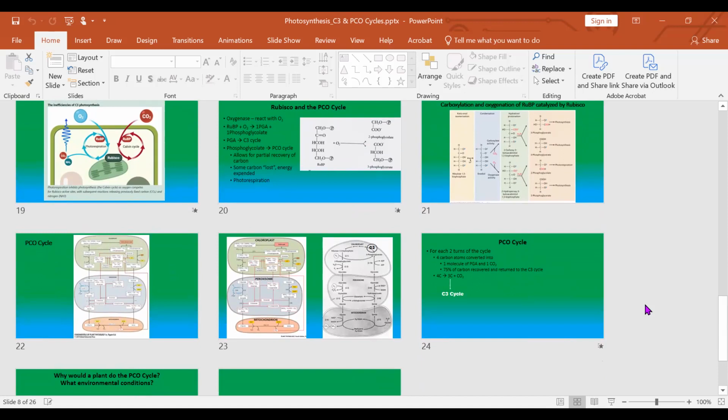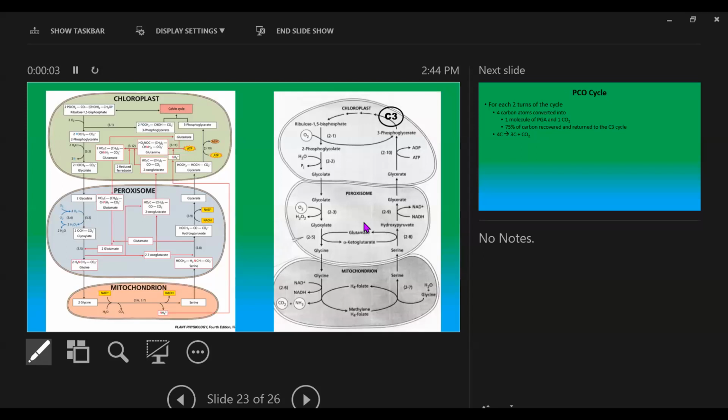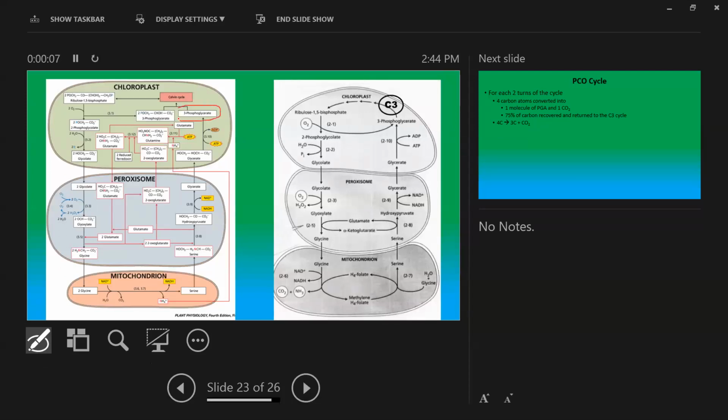Ultimately, the good thing about it, I guess, is that you can build some more PGA. So that's good. At the end of it, you do get another PGA molecule showing up. But at the expense, I wish the artist had been a little bit more blatant here, the CO2 coming off is just lost. The plant can't capture that in any way. So that's a definite negative to the PCO. But the upside is, through all this mess, it does end up making another PGA that can feed into the Calvin cycle.